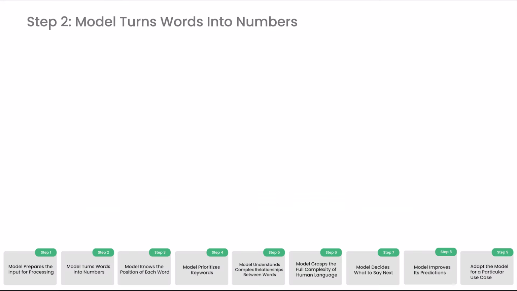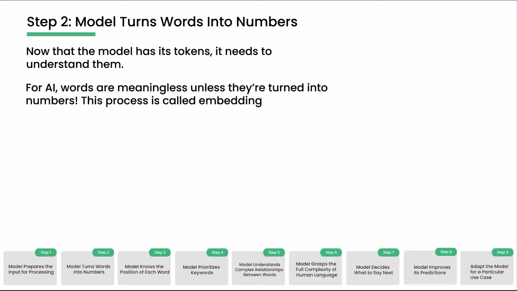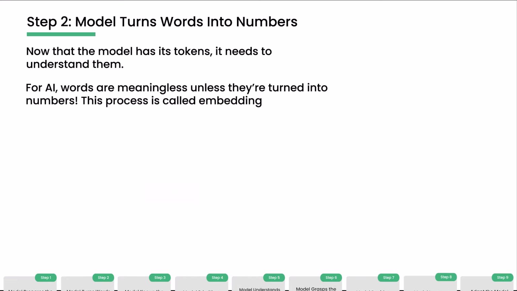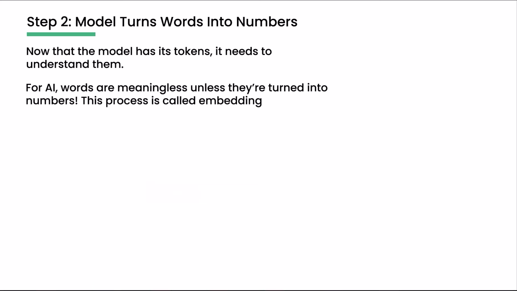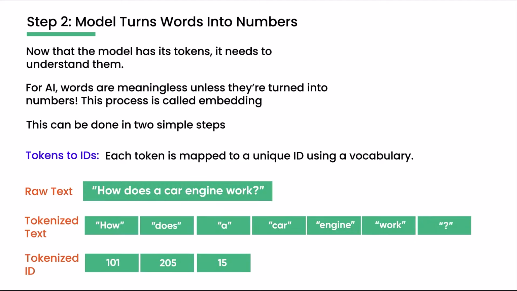Step 2. Model turns words into numbers. Okay, now that the model has its tokens, it needs to understand them. And guess what? For AI, words are meaningless unless they're turned into numbers. This process, called embedding, enables the model to understand the relationships between words. This can be done in 2 simple steps. First, it converts tokens to IDs. Each token is mapped to a unique ID using a vocabulary. Here is the example for tokens, and their respective token IDs are as follows.